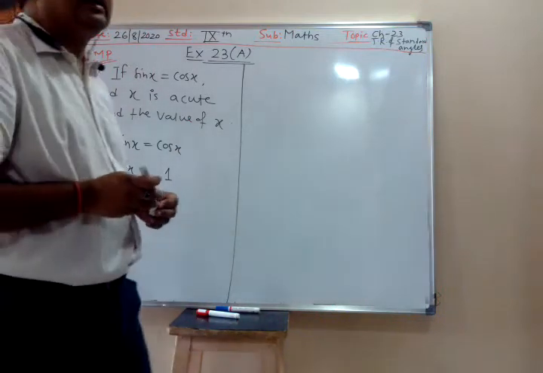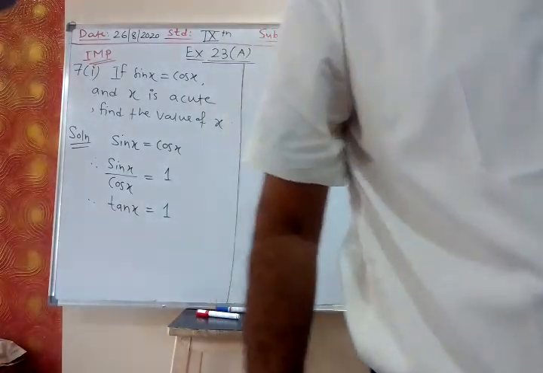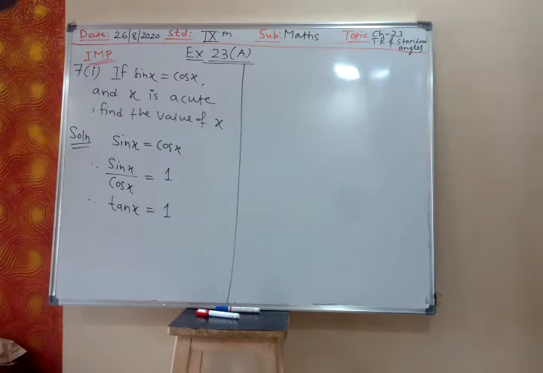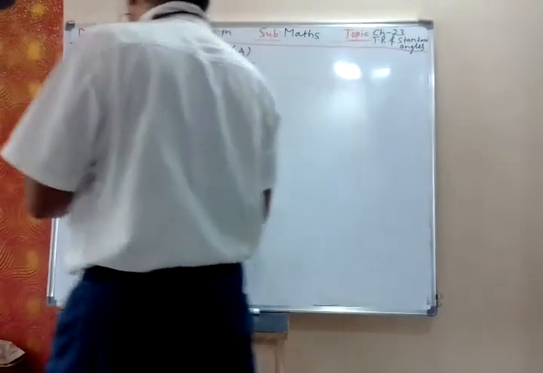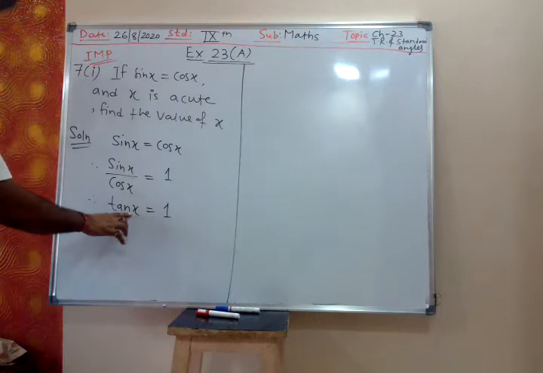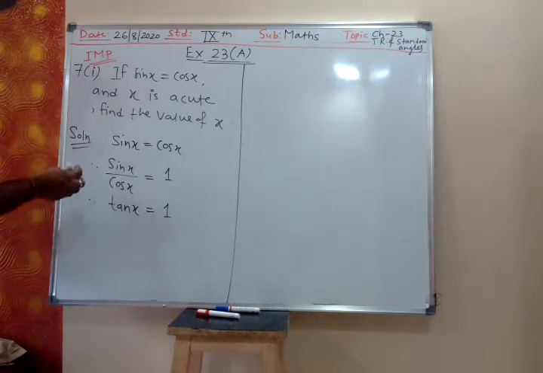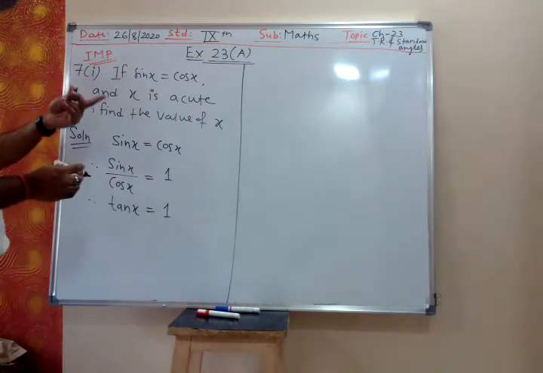No. You cannot cancel x because x is there in the angle. If it is sin into x, then x you can cancel, but it is sin x. So sin x upon cos x is 1. But what is sin x upon cos x? Tan x. So remember, x is the angle. So tan x is 1. But tan of which angle is 1?